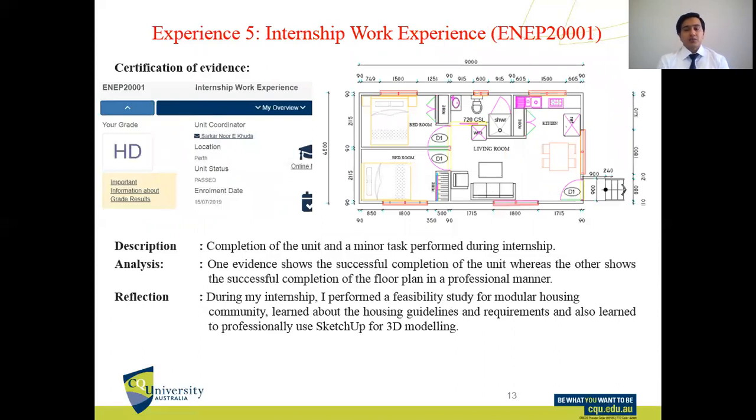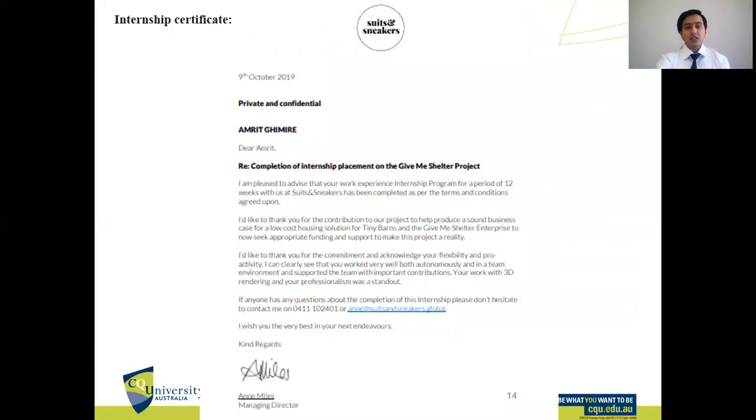In intensive work experience, I actually got the opportunity to show my skills from my course and apply them in the workplace. I performed a feasibility study of a modular housing community, which could be used for the homeless. I learned a lot about the housing guidelines and requirements, especially in Victoria, because the internship was based on the Victorian company, Give Shelter Enterprise. I also learned to use SketchUp professionally for 3D modeling. This is my internship certificate.